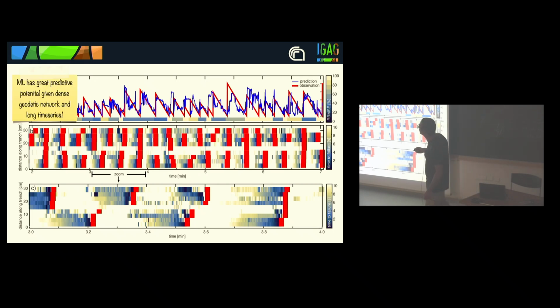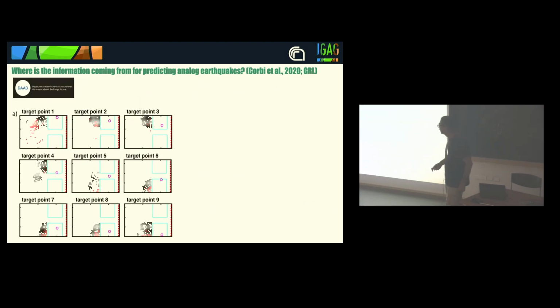So machine learning has great predictive potential given a dense geodetic network and very long time series. This was another crucial point, I think, that Yoshi made at the end of the presentation. The second exercise that we did was trying to understand why and where the information was coming from, and why the machine learning was so successful.